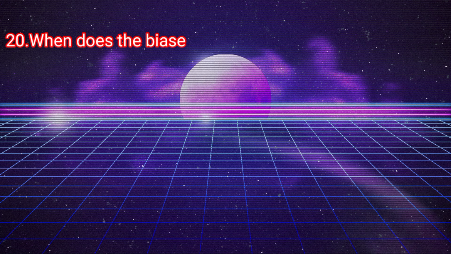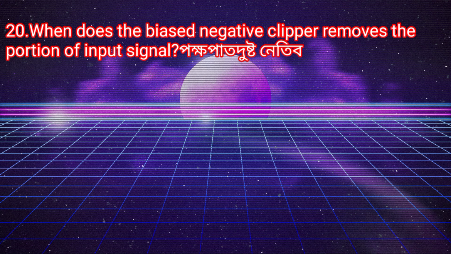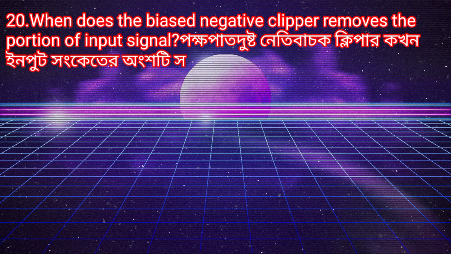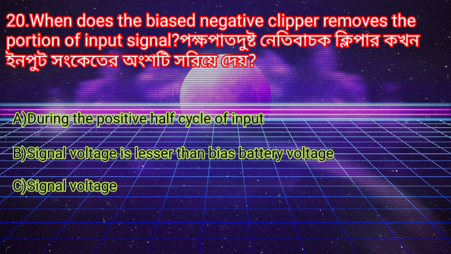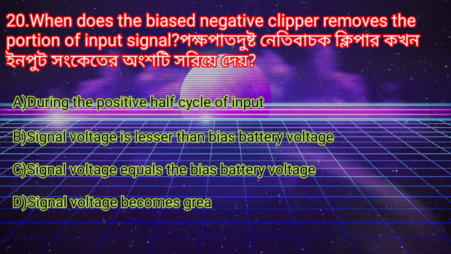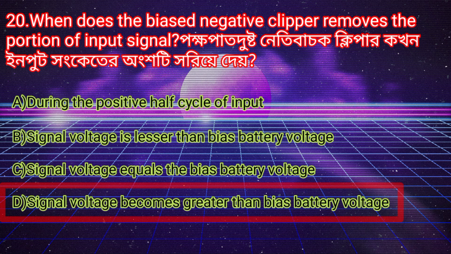When does the biased negative clipper remove the portion of input signal? Option A during the positive half cycle of input. Option B signal voltage is lesser than bias battery voltage. Option C signal voltage equals the bias battery voltage. Option D signal voltage becomes greater than bias battery voltage. উত্তর হবে অপশন ডি signal voltage becomes greater than bias battery voltage.